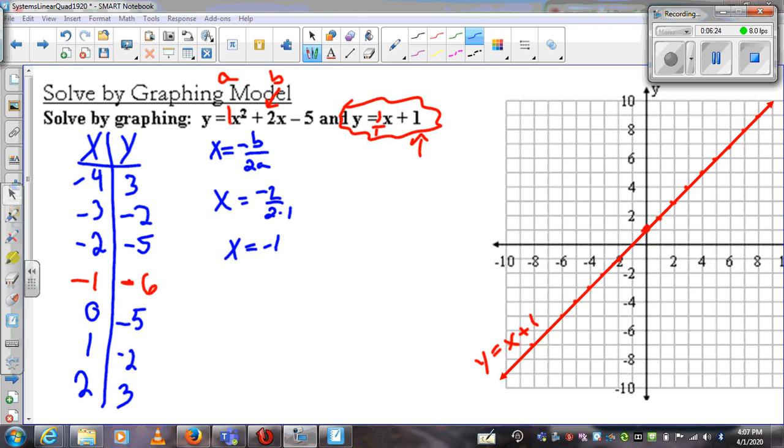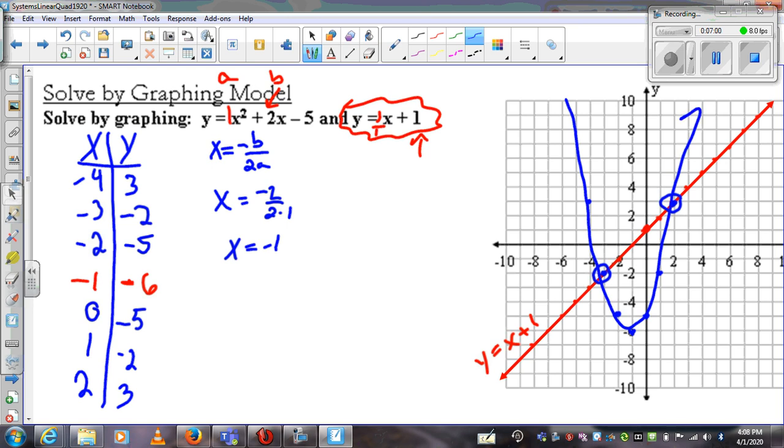So I'm just going to plot these points here. Okay, this next one here looks like it's a solution. And there's my other solution. So I'm going to draw my parabola. Hopefully you're a little bit better at drawing these than I am. And I'm going to label it.